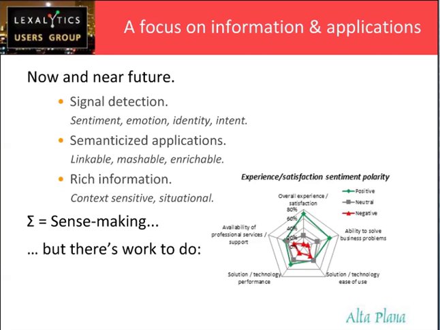Sigma for summation here. The sigma here is sense making. The summation is sense making. We have a huge pile of disparate information and we want to make sense of it. And sense making, I love that term. There are other people who have talked about it for a number of years. Jeff Jonas from IBM talks about it a lot.